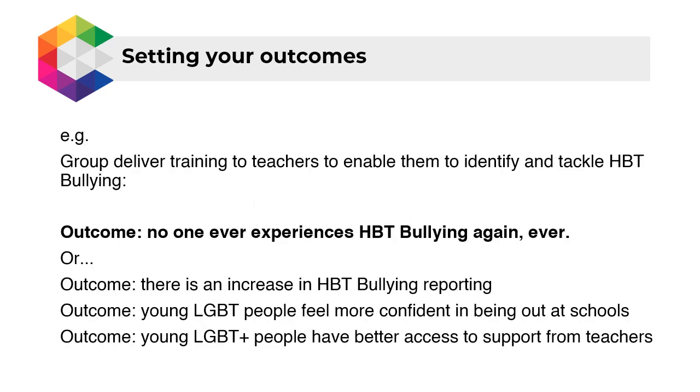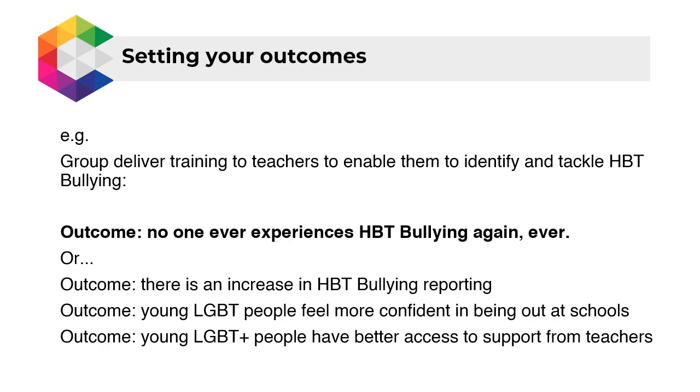So it's really important when setting your outcomes that they are realistic and achievable, because you've got to measure your work against them. So I've made up another group here. So there's an LGBT plus group delivering training to teachers to enable them to identify and tackle homophobic, biphobic and transphobic bullying in schools. So here's an example of an unrealistic, albeit aspirational outcome to work towards. No one ever experiences HBT bullying again, ever. So, again, aspirational, but really, really hard to achieve in the space of a project for sure.